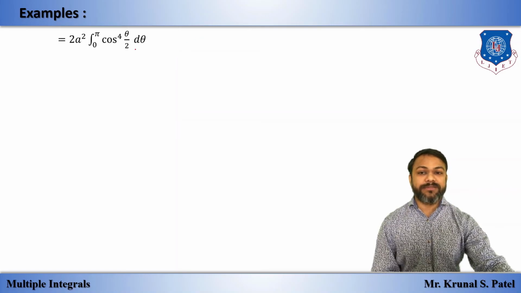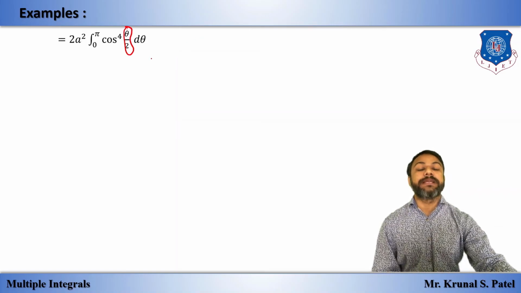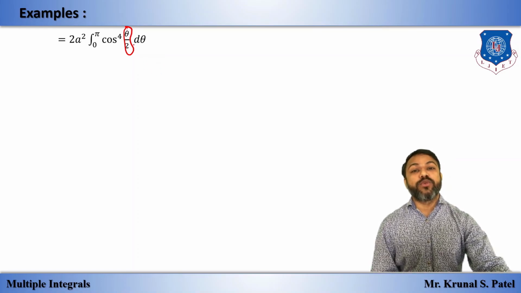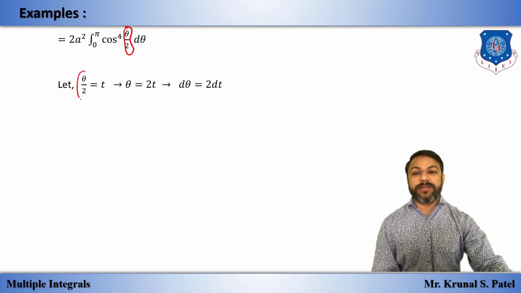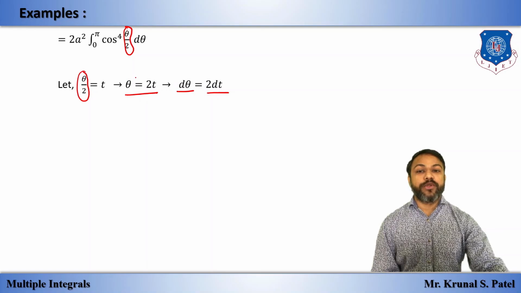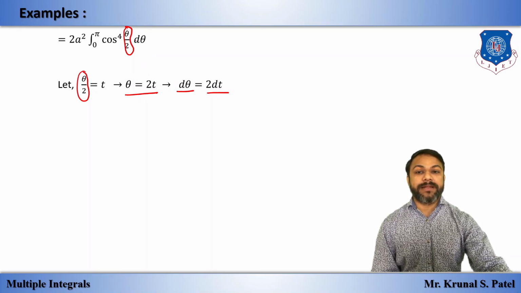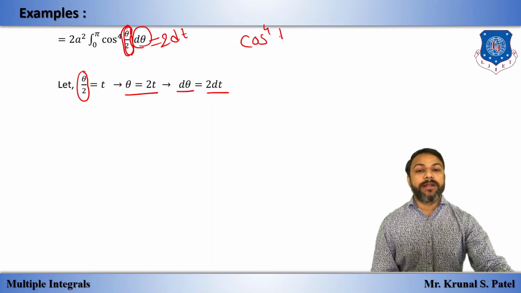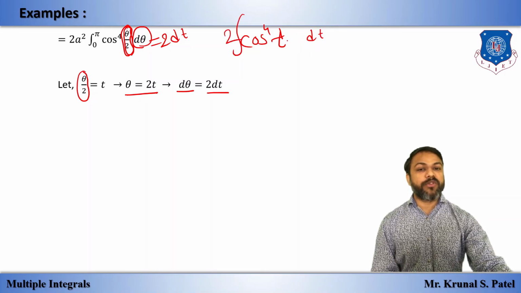Now we take theta by 2 equal to t. Why am I taking this? Because it leads easily to the reduction formula. Let's see. Theta by 2 is equal to t, so theta is equal to 2t. By differentiating, d theta is equal to 2 dt. So if we replace theta, this gives us t, and we have cos raised to 4 t, 2 dt. The 2 goes outside the integration.